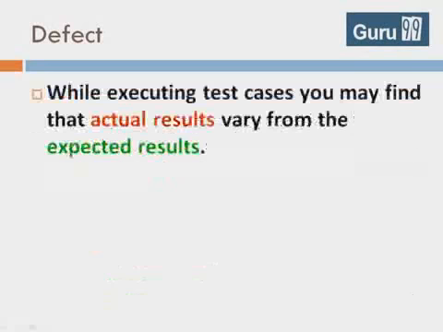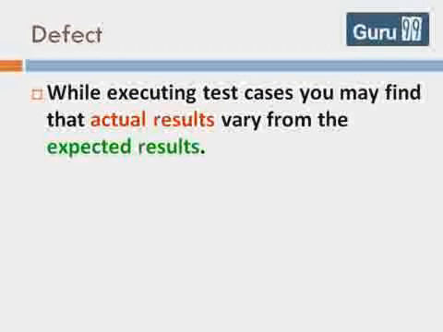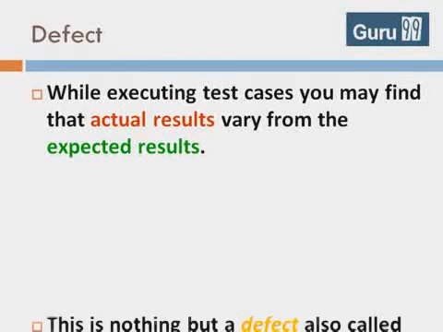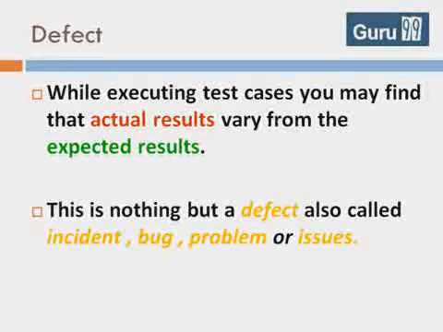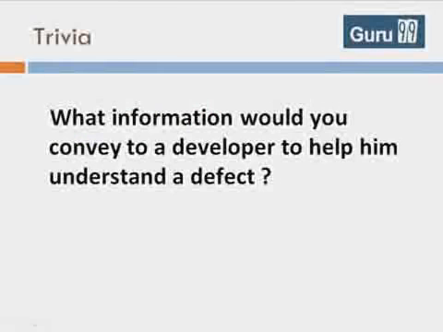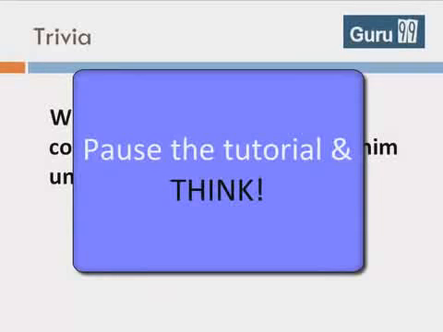While executing test cases, you may find that actual results vary from the expected results. This is nothing but a defect, also called incident, bug, problem or issues. In case you find a defect, what information would you convey to a developer to help him understand the defect? Pause the tutorial and think.